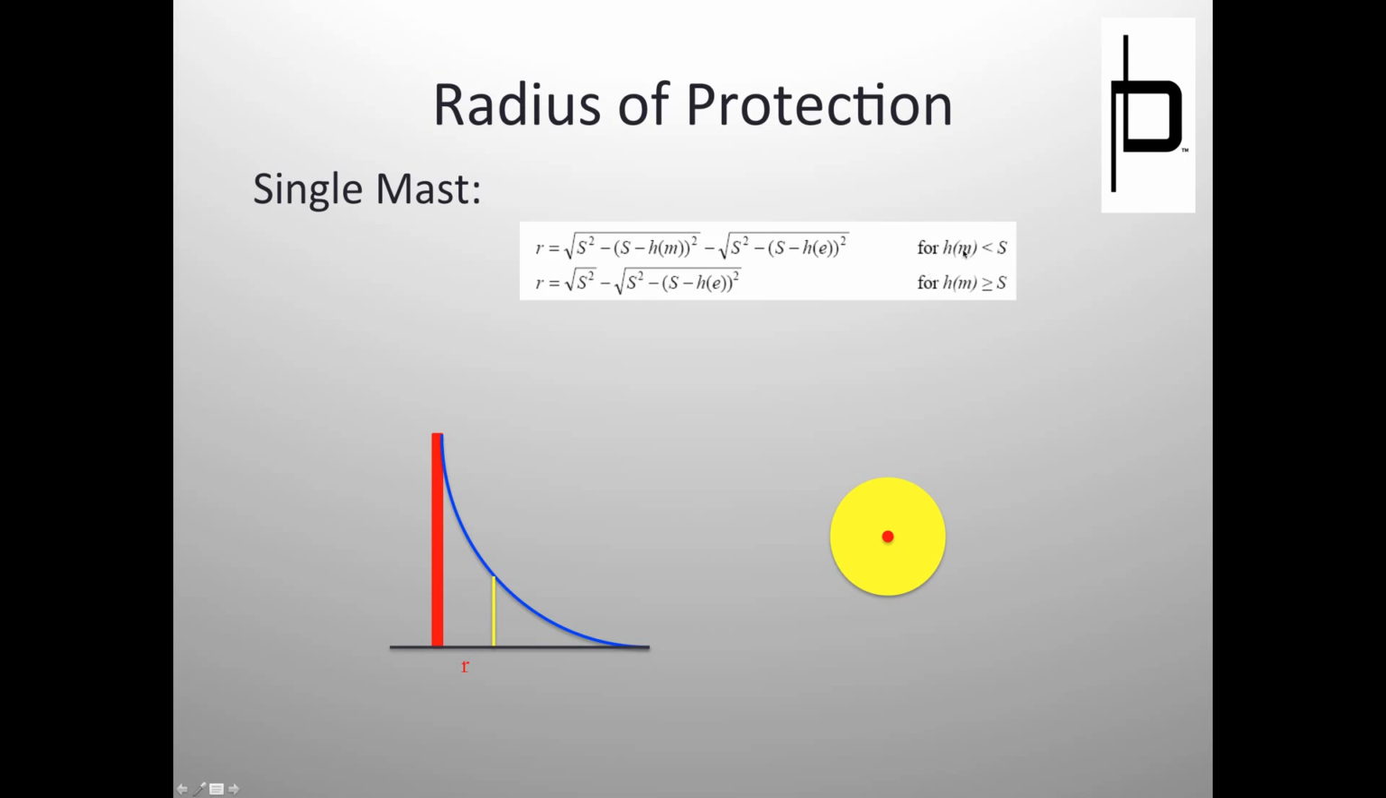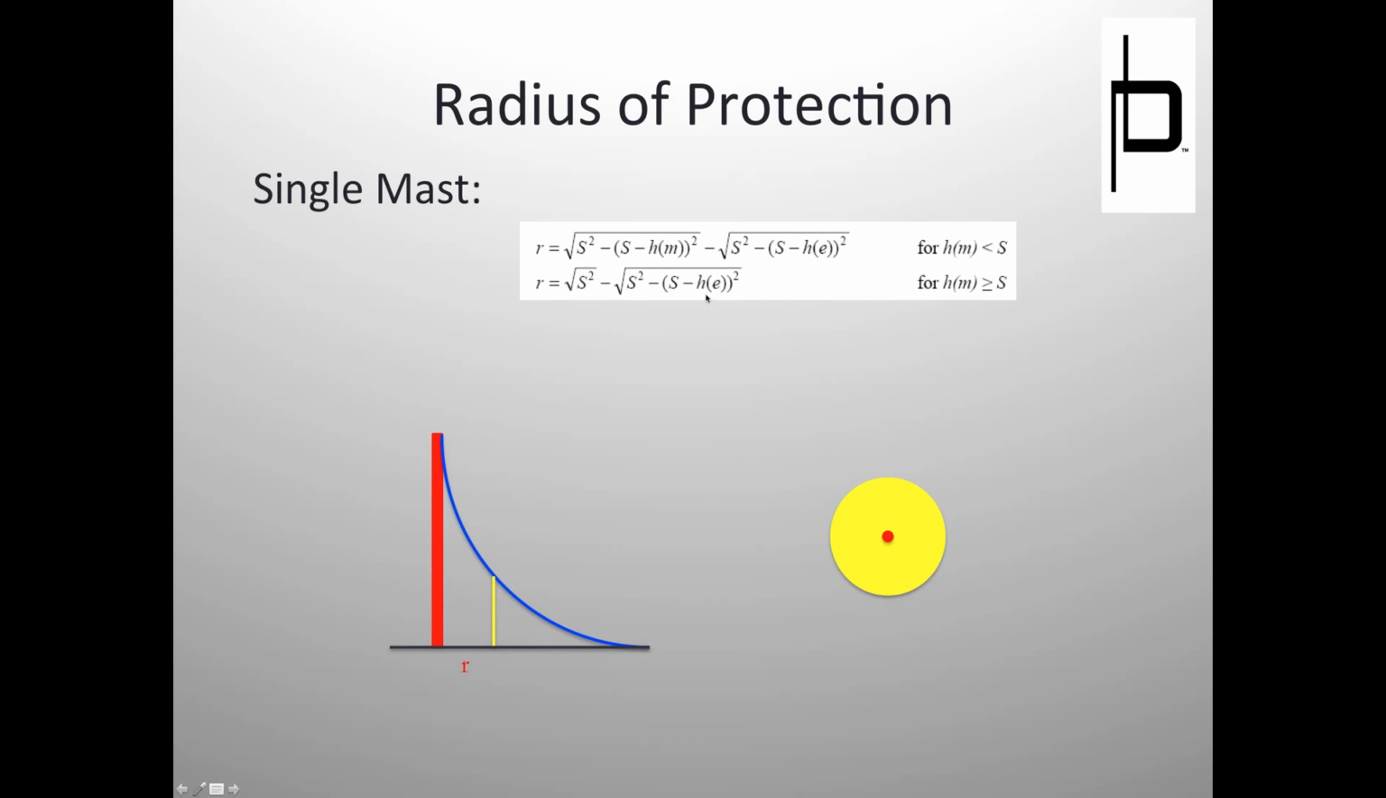Again, now we said for HM greater than S, whereas for HM less than S. HM is the mast height. When the mast height is less than S, you have this formula. When the mast height is greater than S, you have a shortened formula. And the reason for that is, if you remember, once the mast height gets above the radius of the sphere, it doesn't change anything. The sphere still stops at the same point.